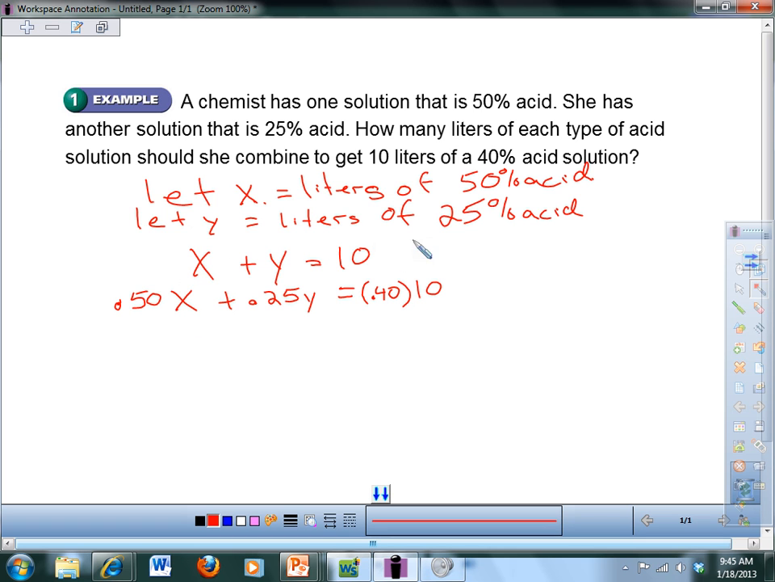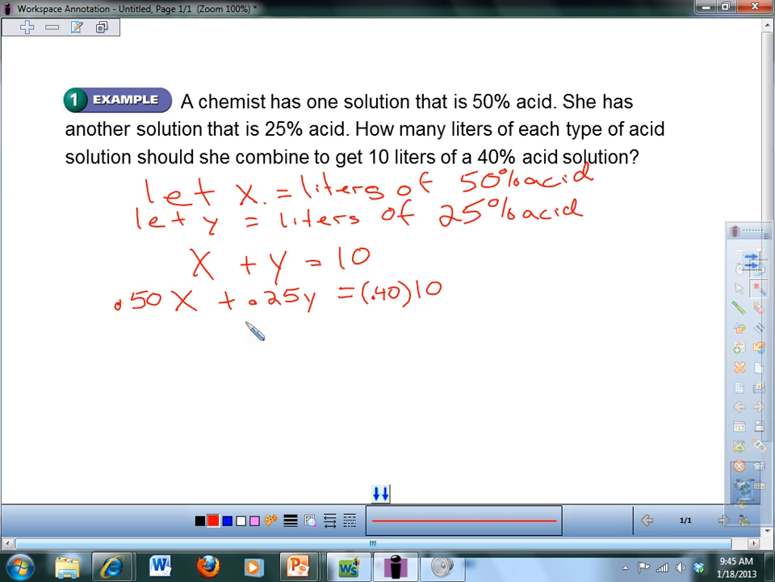So that's the way you set these up, okay? First you just say, what's my total amount? So X plus Y equals that total. Then you multiply the percent concentration of each thing that you're mixing, and then you multiply the percent that you want, which is 40%, times 10. You understand how to set that up?